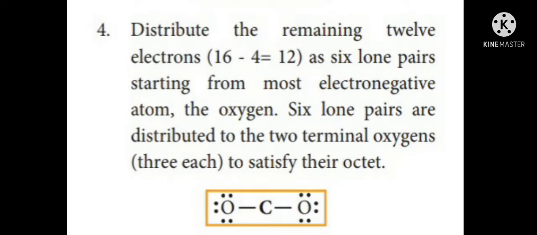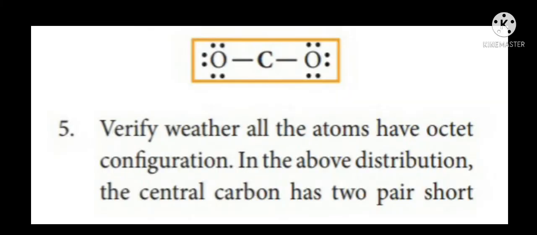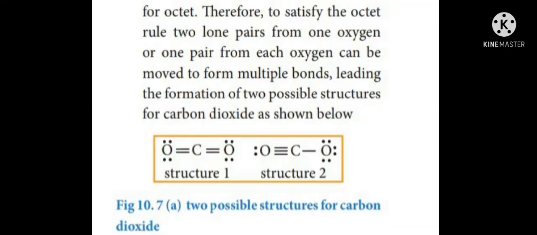Finally, we have to verify whether all atoms in the molecule satisfy the octet configuration. In this distribution, the central carbon is 2 pairs short of an octet. Therefore, to satisfy the octet rule, 2 lone pairs from one oxygen or 1 pair from each oxygen can be moved to form multiple bonds, leading to the formation of 2 possible structures for carbon dioxide, which is shown here.